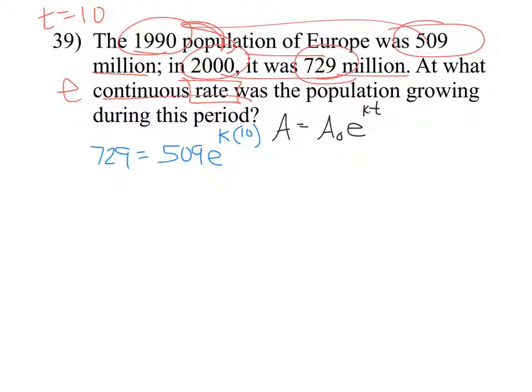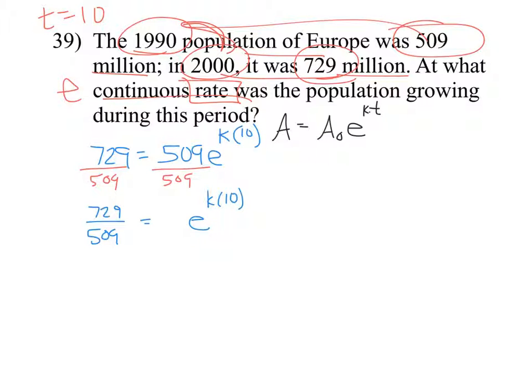We are going to have to isolate the base, and then we're going to take the natural log of both sides. So I'm going to isolate the base. Here we are multiplying by 509, so I'm going to divide by 509. Okay, I'm rewriting that. I get 729 over 509 equals e to the k times 10.